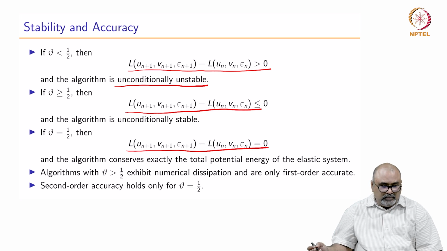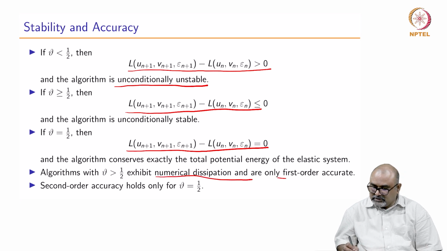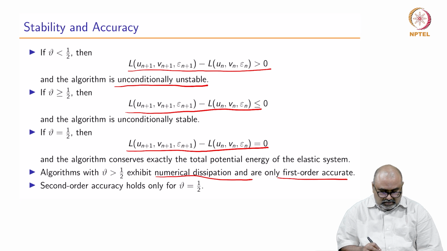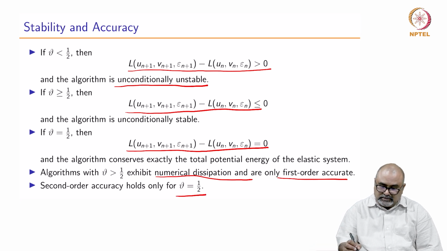So, the algorithms with V greater than half exhibit numerical dissipation and are only first order accurate, but the second order accuracy holds when V is exactly equal to half. So, when it is greater than half, it is going to be only first order accurate, whereas when it is equal to half, it is going to have second order accuracy.